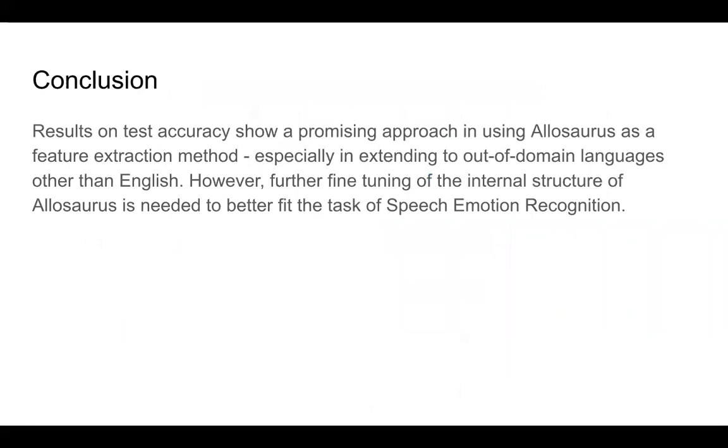In conclusion, the results on test accuracy showed a promising approach using Allosaurus as a feature extraction method, especially in extending to out-of-domain languages other than English, such as Greek. However, due to lack of time and resources, we were only able to coarse tune our hyperparameters, and the grid search that we did was limited to 12 configs. Also, we were not able to try different folds of cross-validation. Additionally, further fine-tuning of the internal structure of Allosaurus is needed to better fit the task of speech emotion recognition.